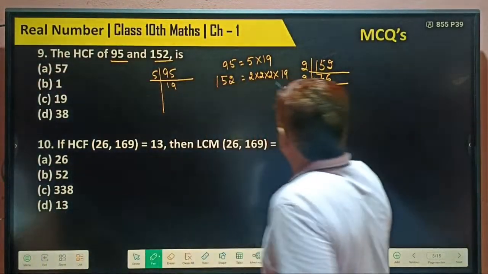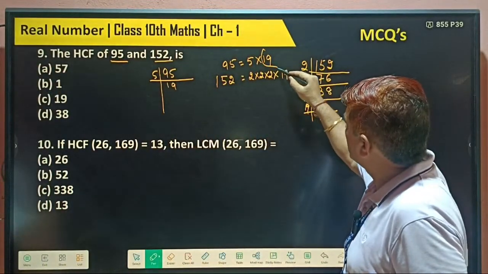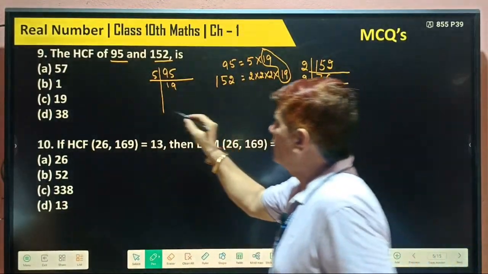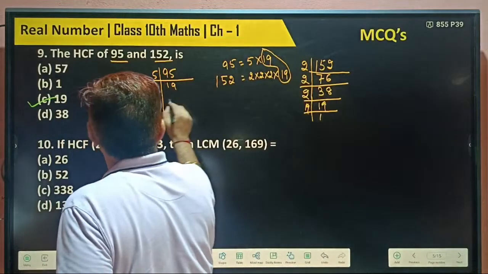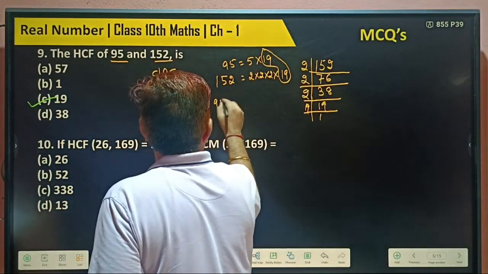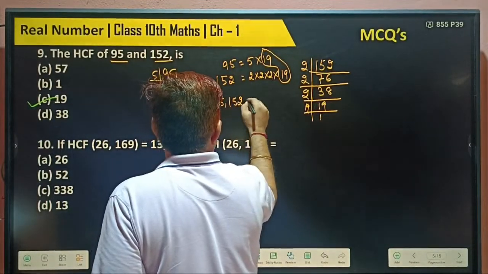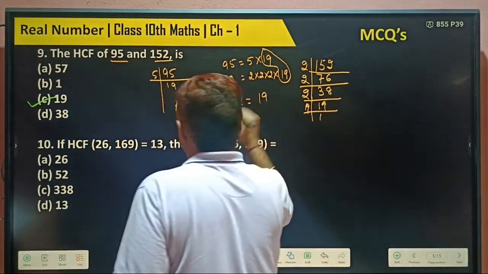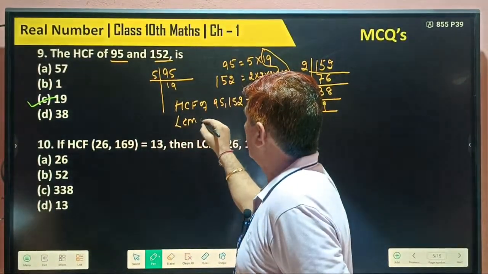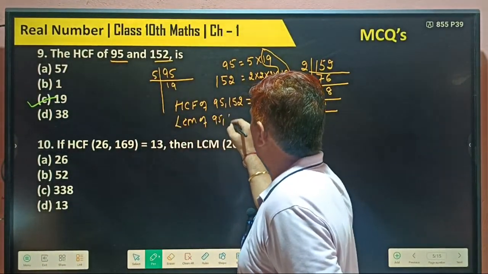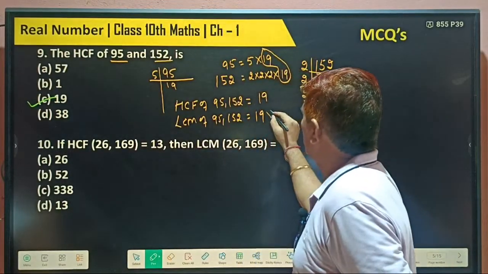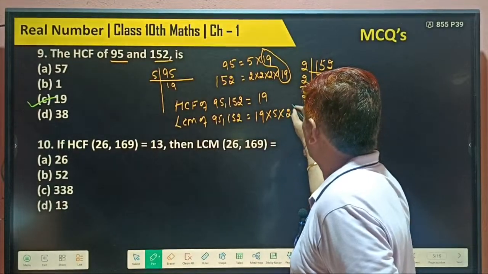So what's their HCF? The HCF is what is common in both. So what's the HCF? This is 19. So the HCF of 95 and 152 is equal to 19. The LCM of 95 and 152 is the HCF 19 times what is not common, 5 into 2 power 3.